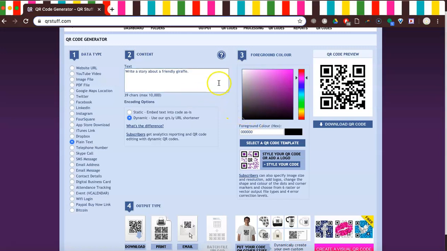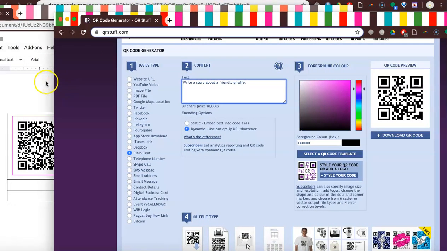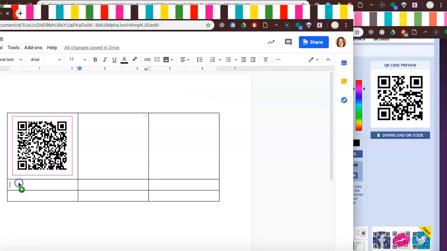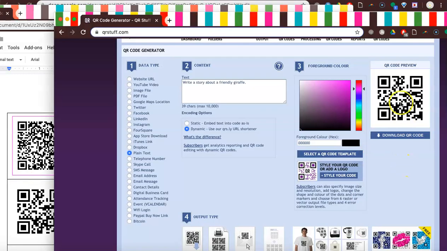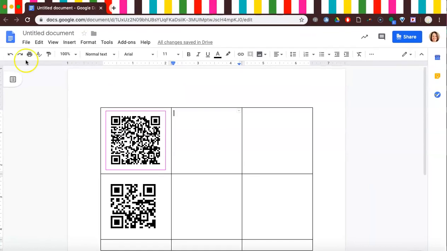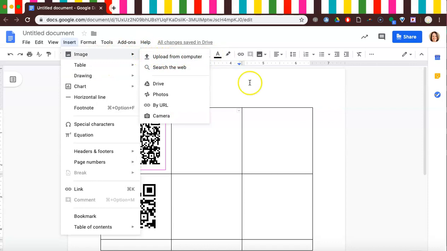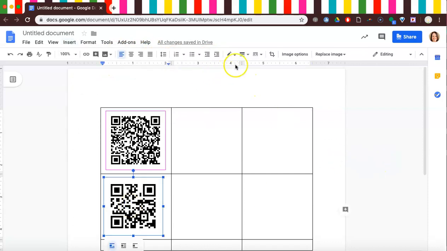And so now when anyone scans this QR code, this text is going to come up. It's just going to say, write a story about a friendly giraffe. It won't have any pictures or sentence frames or anything, but this would be for students who have higher levels of proficiency. So I'm going to grab this, move it over. You could also download it to your computer, and then when you get over here, you could go to Insert Image from your computer. Two ways of doing it.